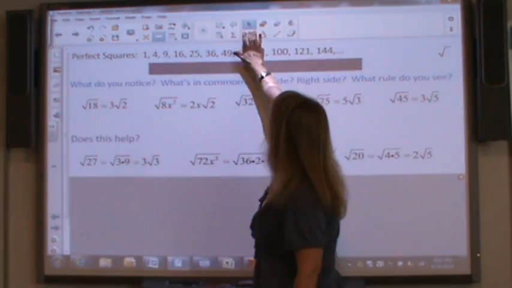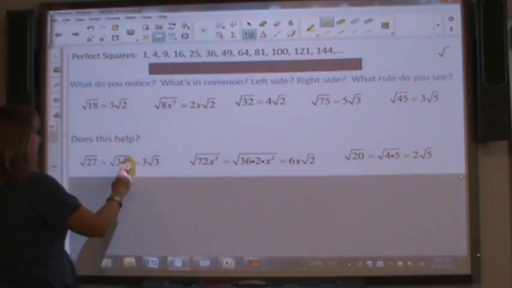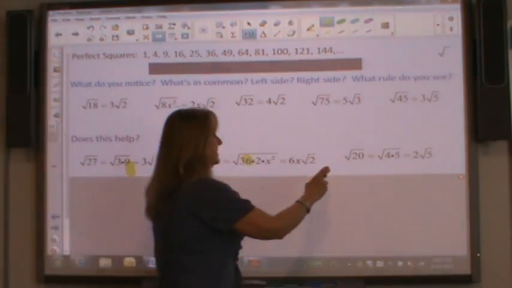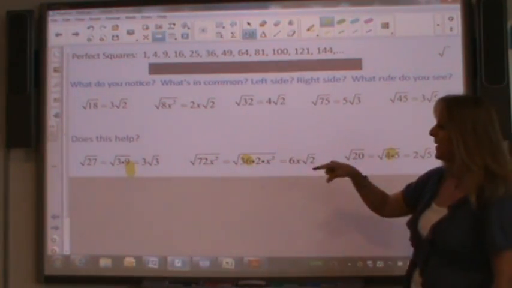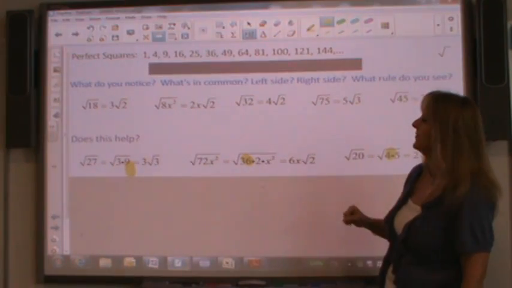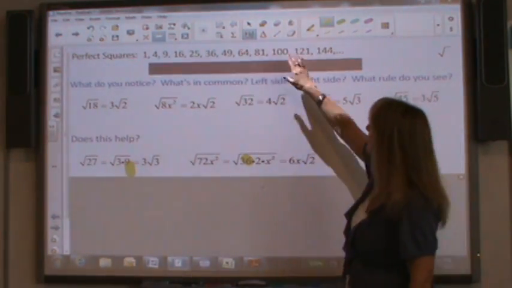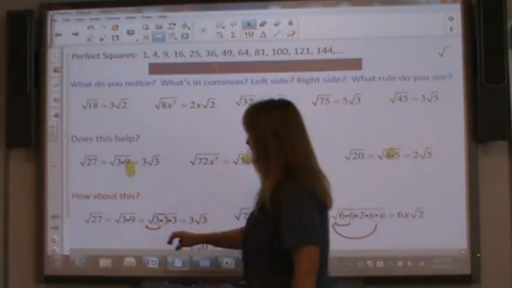One of the things that you might notice is that under the radical sign, you have some perfect squares, 9, 36, 4. And then what happens is the square root of each of those comes to the outside of the radical in your final answer. And here's another way of looking at this. One more way of looking at this, okay?